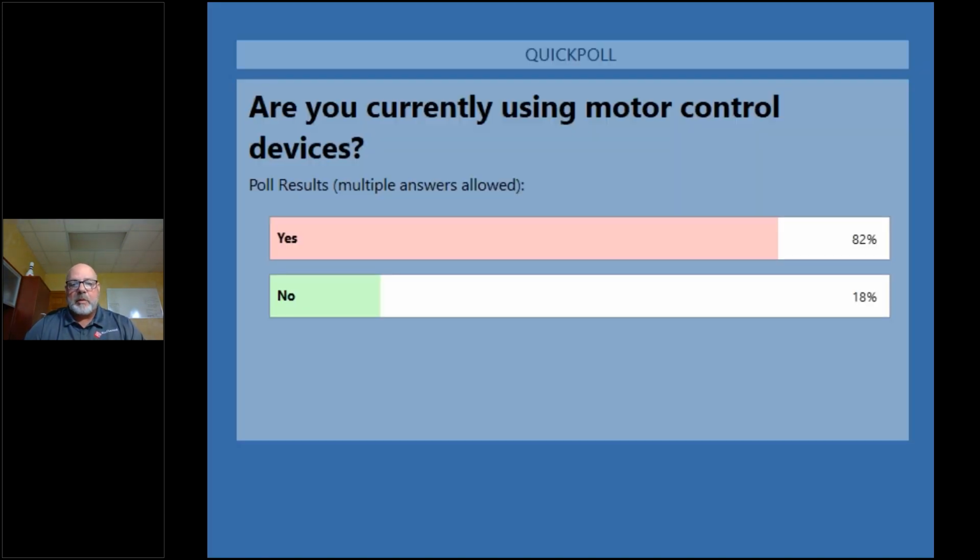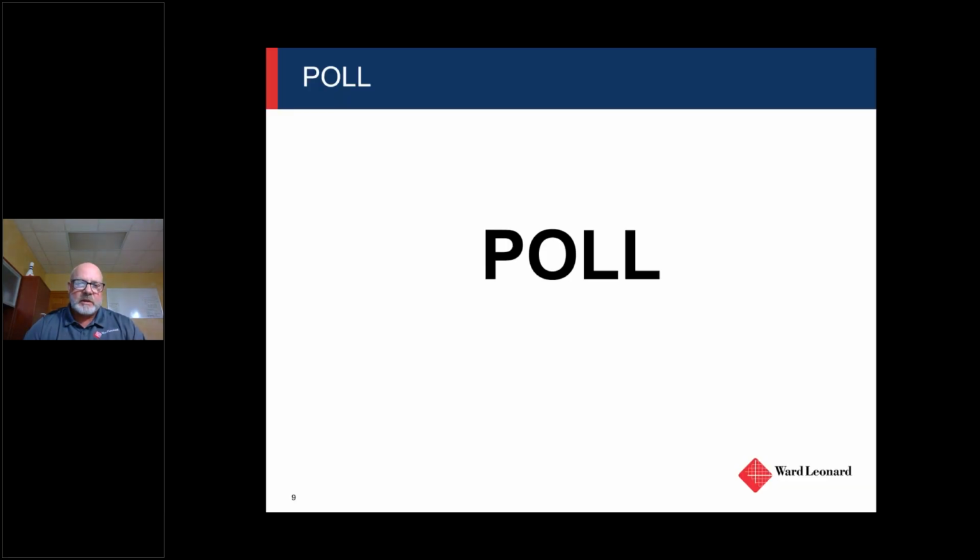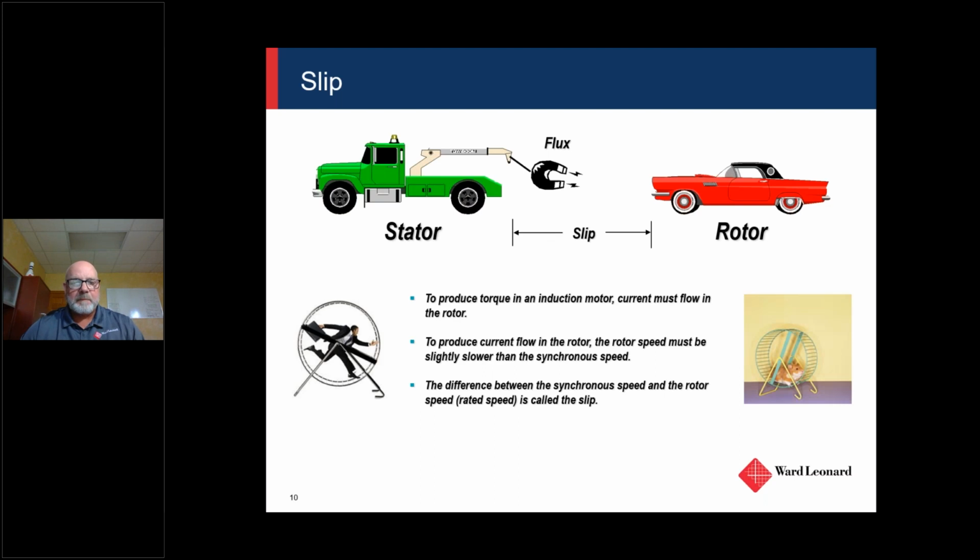Okay, so the results are back. It looks like a lot of you guys are using motor control devices. We'll get into a little bit more of that, which is kind of why we asked the question, just to get an understanding of what type of saturation in your plants you guys are using, which seems to be a lot. That technology has been around for a while.